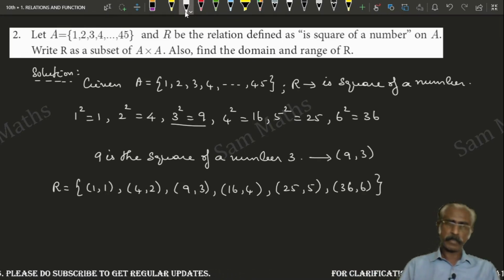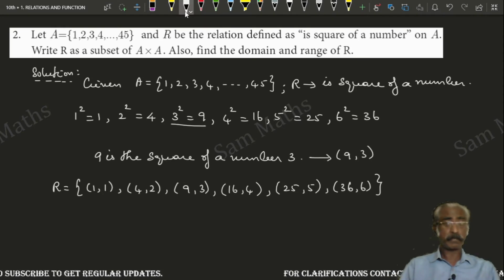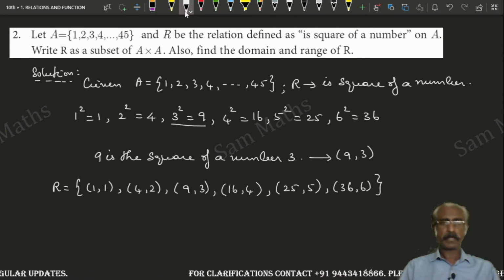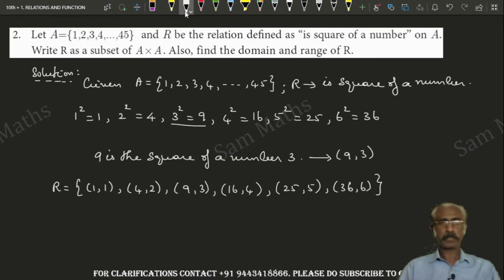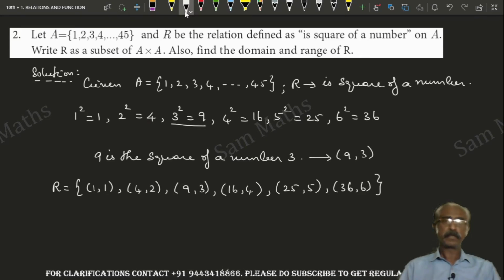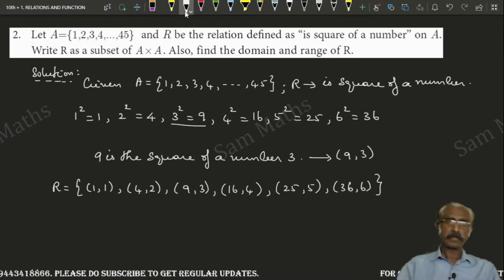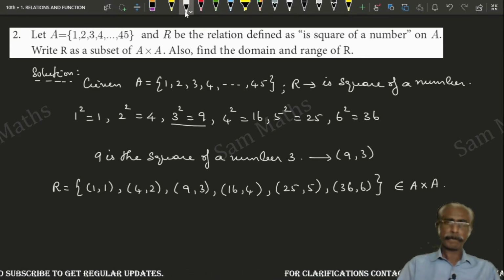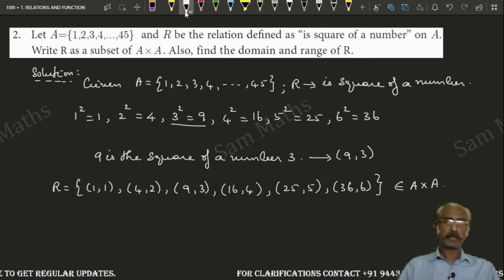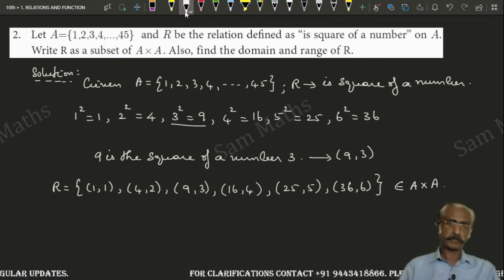So 9 is the square of the number 3. So we can write only 9, 3, not 3, 9, since 3 is not the square of the number 9. Okay, children? So 9 is the square of the number 3. Now we can write the required things. So this is a subset of A cross A. Okay, children.